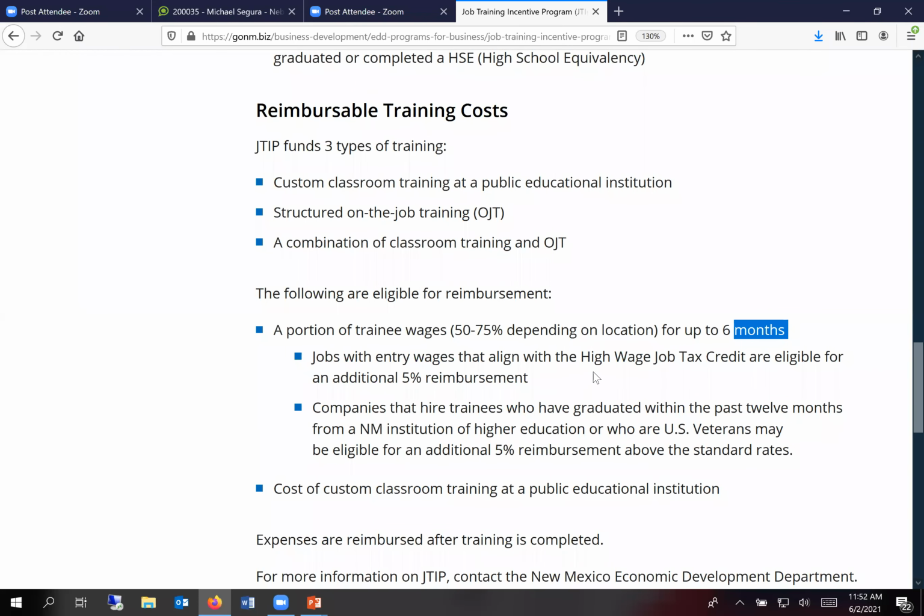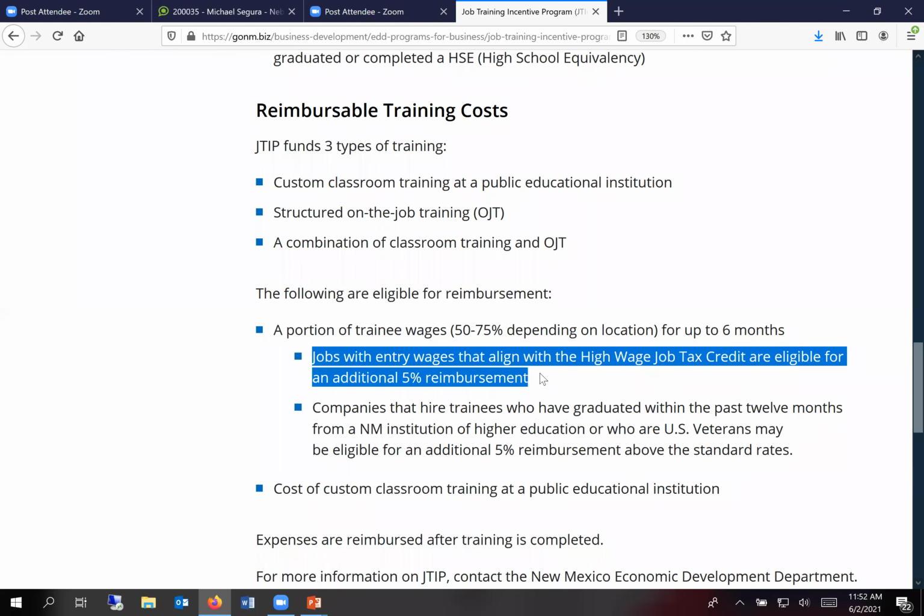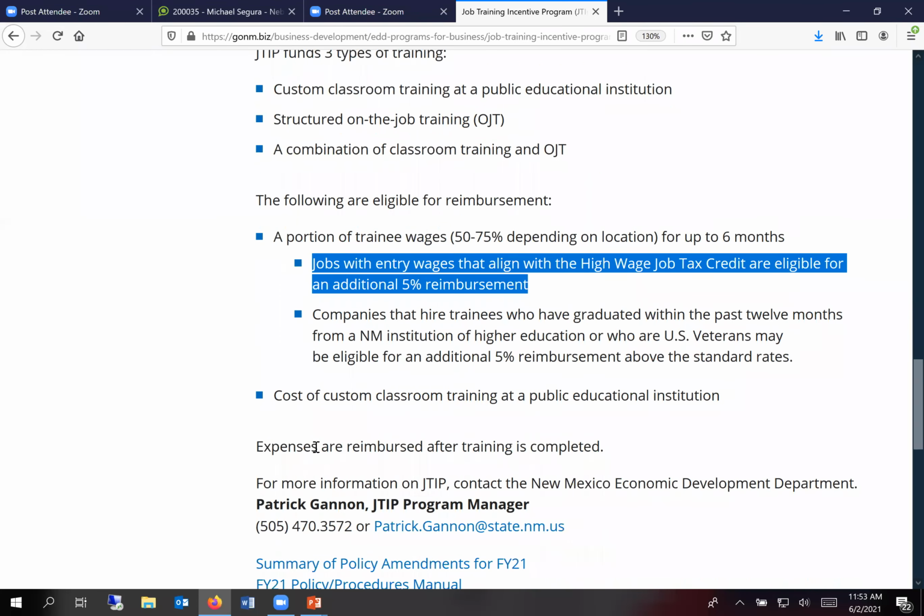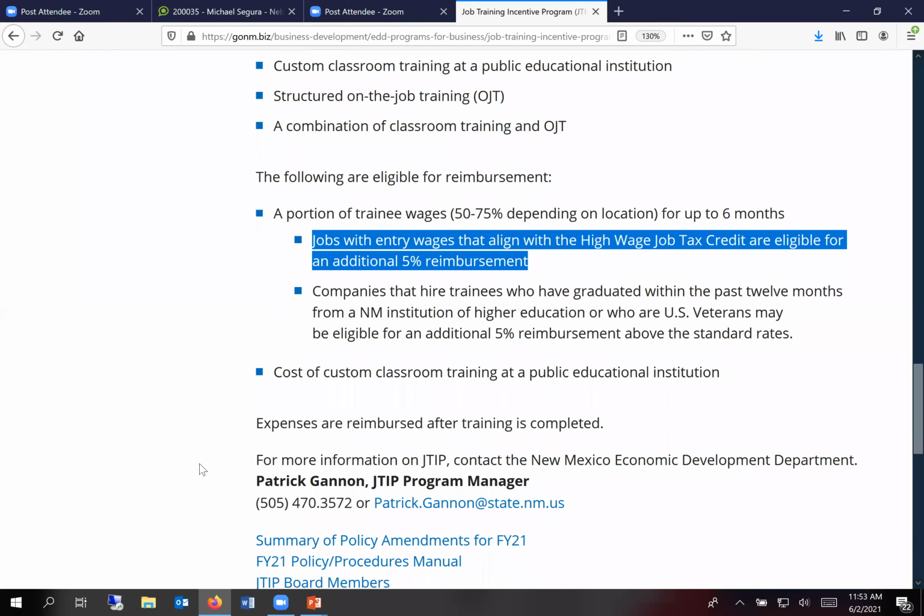The jobs that are created are usually high wage jobs with tax credits, and they're eligible for an additional 5% reimbursement if they are those higher salary manufacturing type positions. For example, some businesses that have benefited from this in my service area: there's a local brewery here that hires mostly veterans, and if you hire veterans, there is an incentive in the JTIP program.